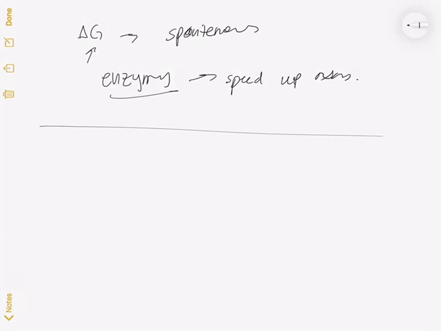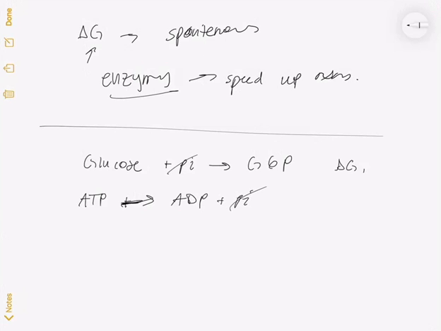One example I want to give of how delta G works in a chemical reaction is glycolysis, where you have glucose and a phosphate, which becomes glucose 6-phosphate, and I'm going to designate that as the first Gibbs free energy. And you have ATP, which goes into ADP plus the phosphate. So you can get rid of the phosphates, and you have delta G2 here.